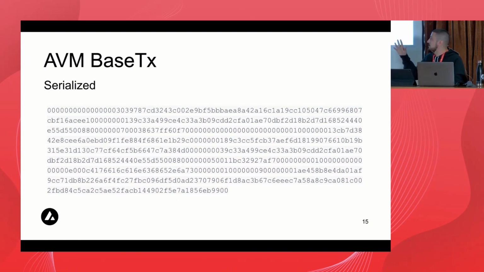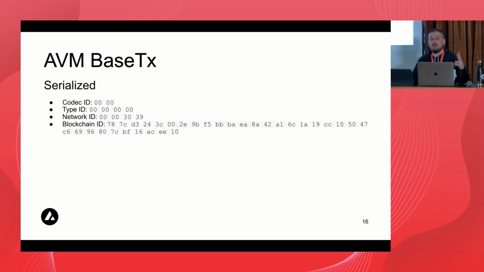So all of the bytes you see here, you're going to see over the next couple screens. So you can see it starts off with a bunch of zeros and then 30, 39, right? So the first 2 bytes are the codec ID. So this is in case we go to different codecs in the future. Right now we're still in codec 1, but obviously you can imagine that's going to change in the future.